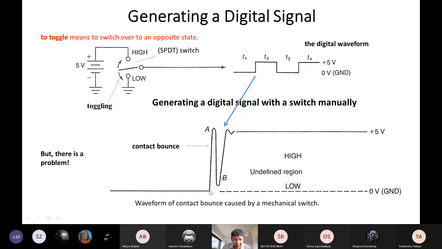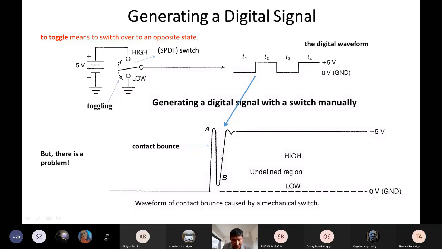So first, when we switch up to the high position, you can see our voltage will increase at point A, but due to some oscillation, some bouncing, the signal also oscillates. Then after some relaxation time, we will have a stable high value. So this region is the undefined region. We have a low region, a high region, and at the beginning some undefined region. So it's bad. We need to eliminate this contact bouncing.